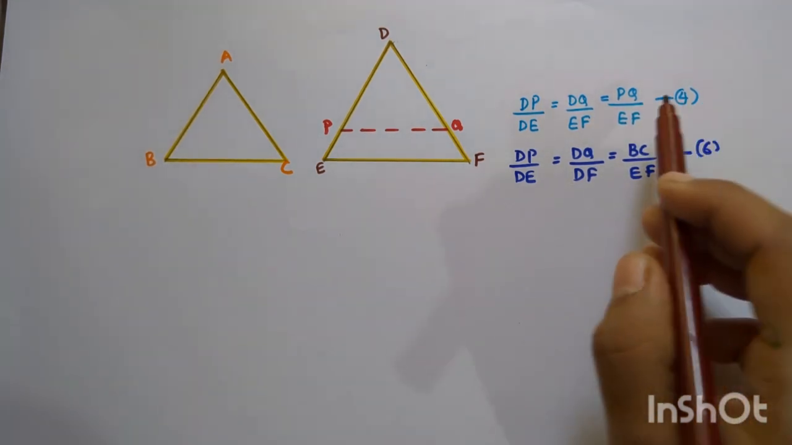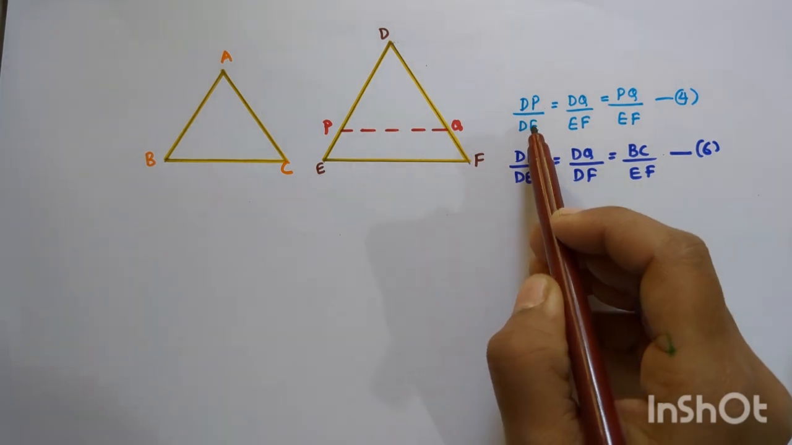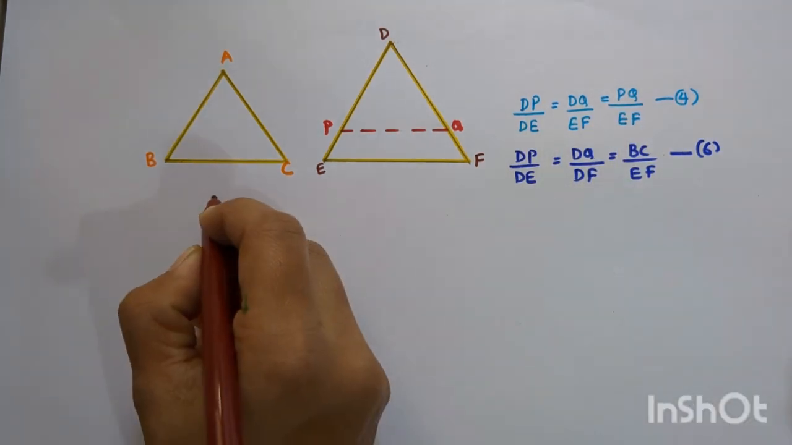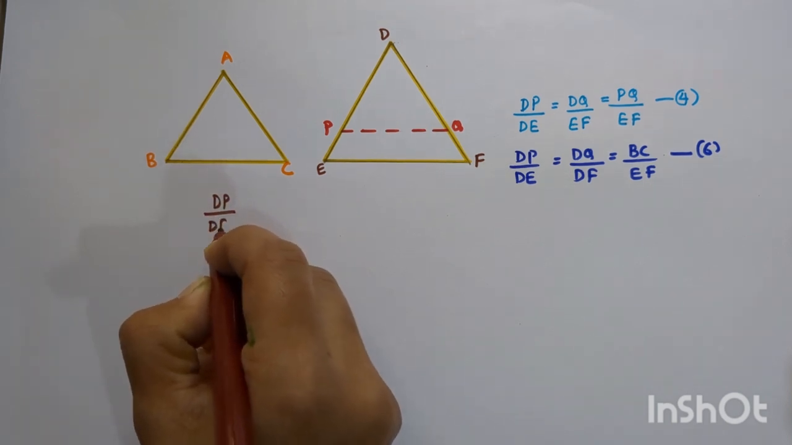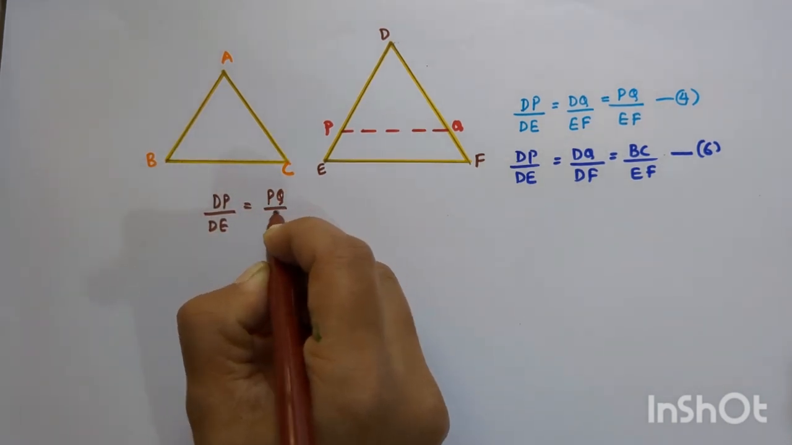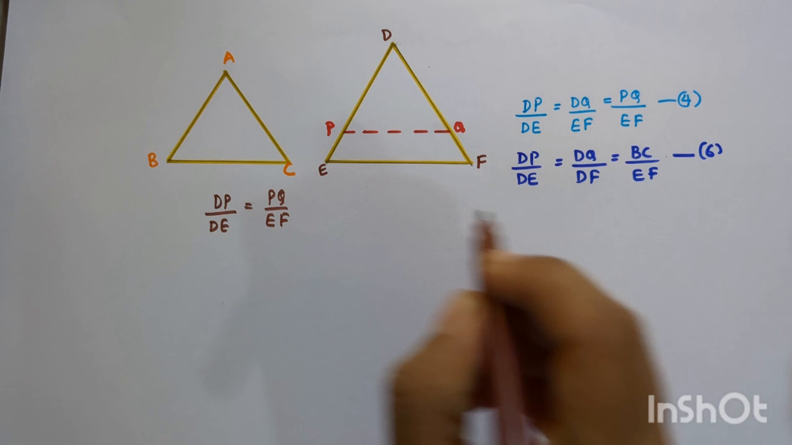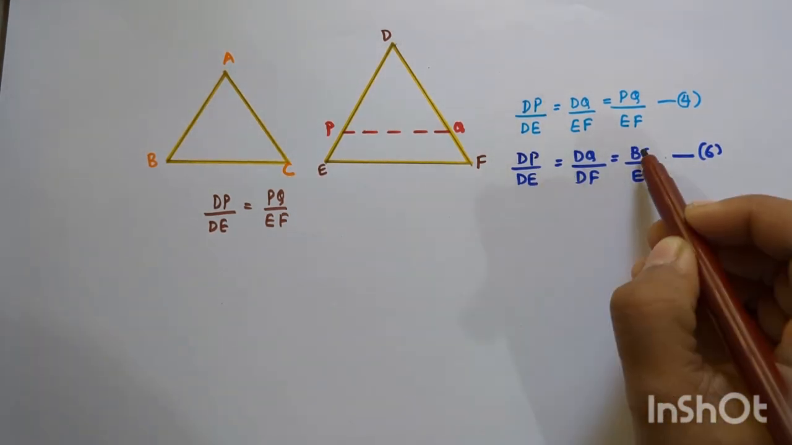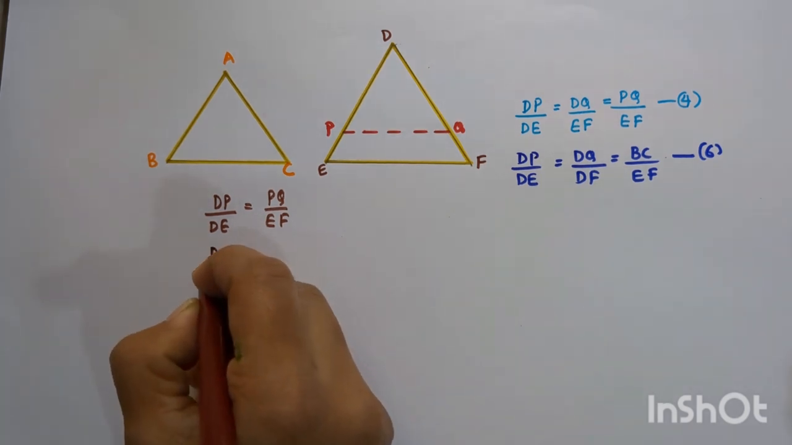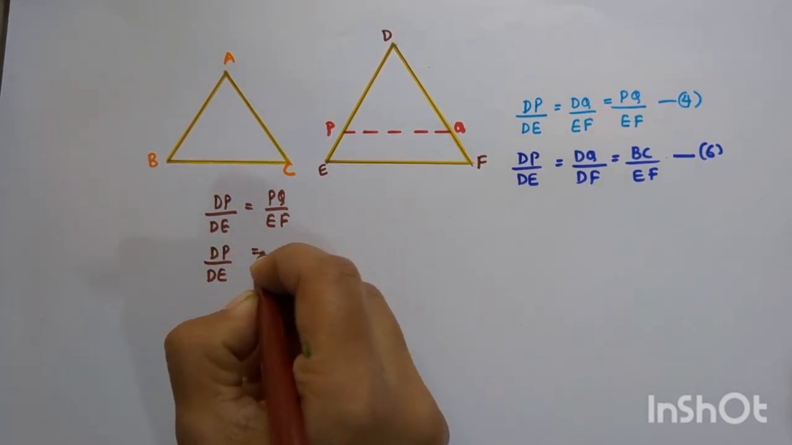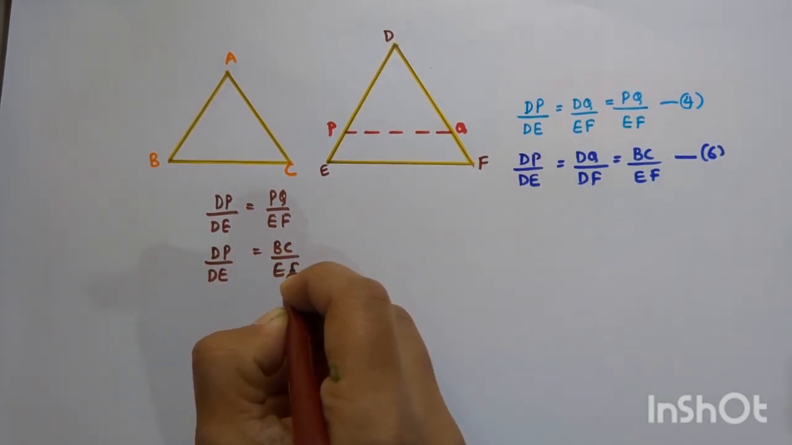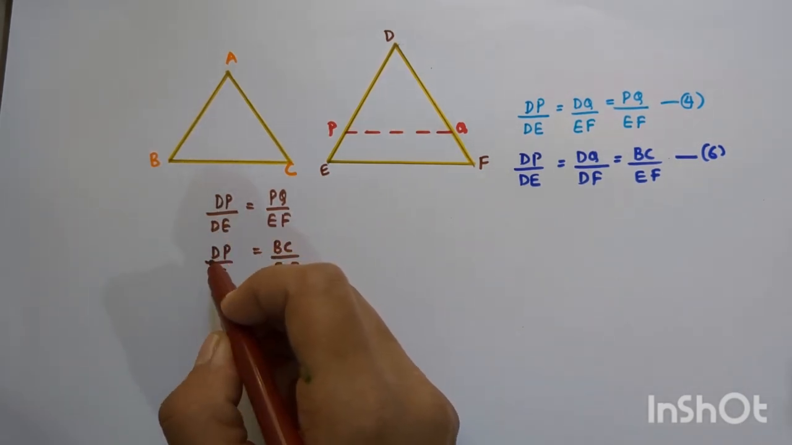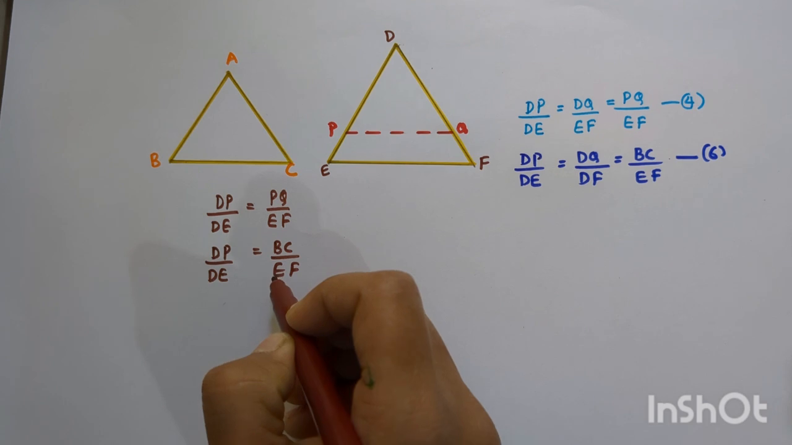Now you see, from 4 we have DP by DE is equal to PQ by EF. And from 6 we have DP by DE is equal to BC by EF. Now when you compare the left hand sides, both are the same, DP by DE, so we can equate their right hand sides.